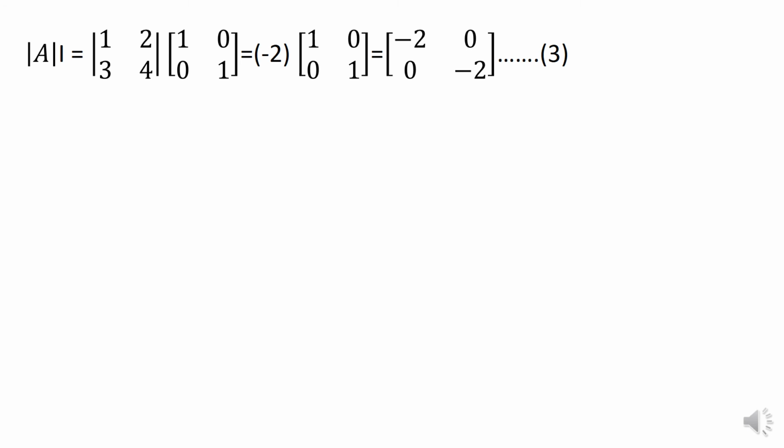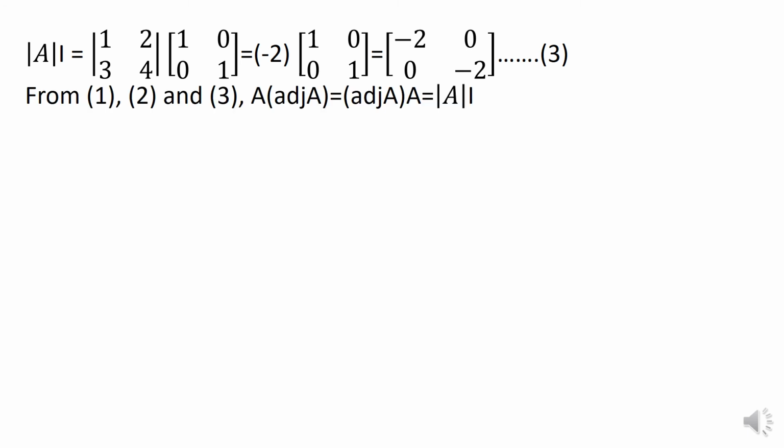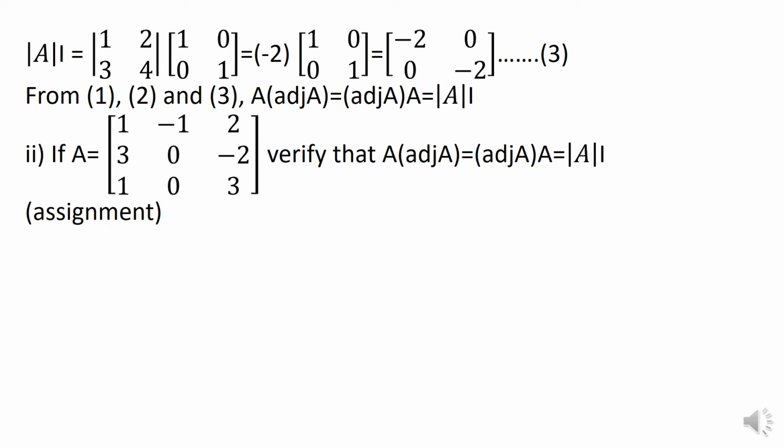Thus from the statements 1, 2 and 3, we can say that A into adj A is equal to adj A into A, which is equal to mod A into I. The next sum, a 3 by 3 matrix, you can verify the same concept as an assignment. So this is one of the properties of a matrix.